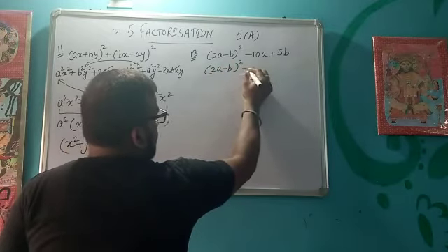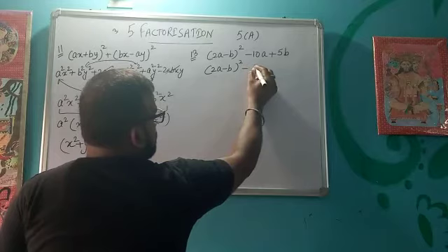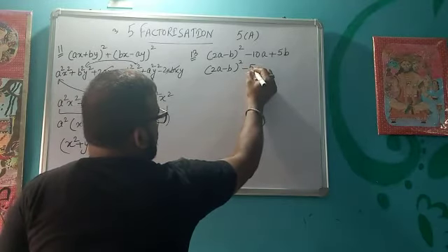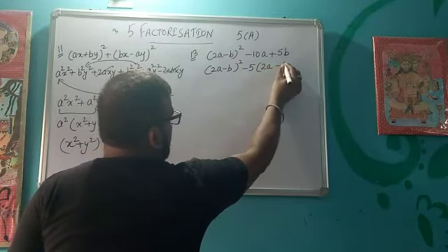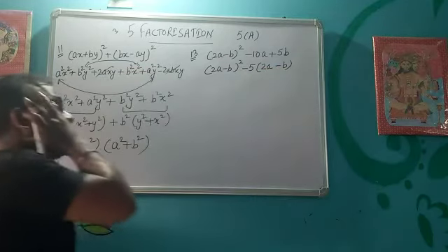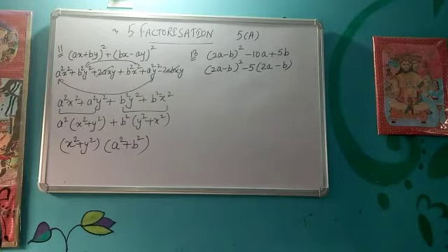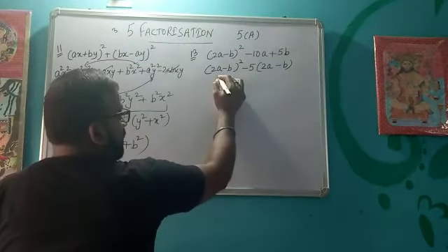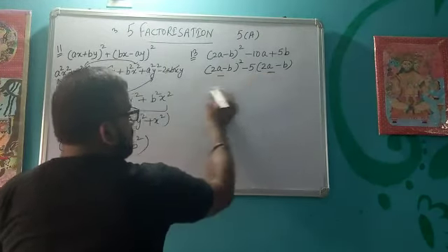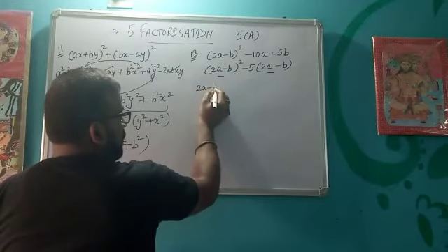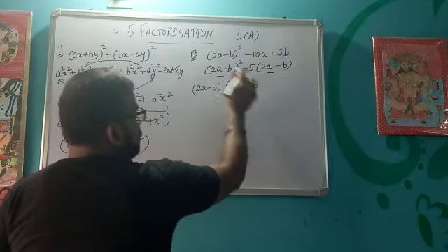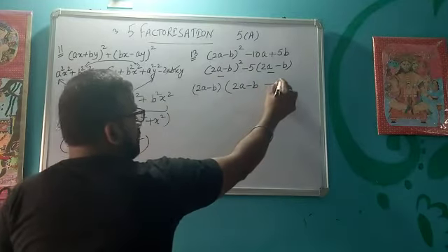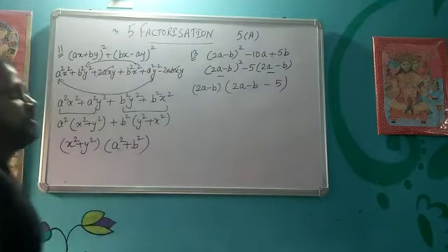How? I will take minus 5 as common. So in the bracket it is 2a minus b. Now 2a minus b and 2a minus b is there. So HCF is the lowest power of 2a minus b. In the bracket 2a minus b, 1 power, minus 5.